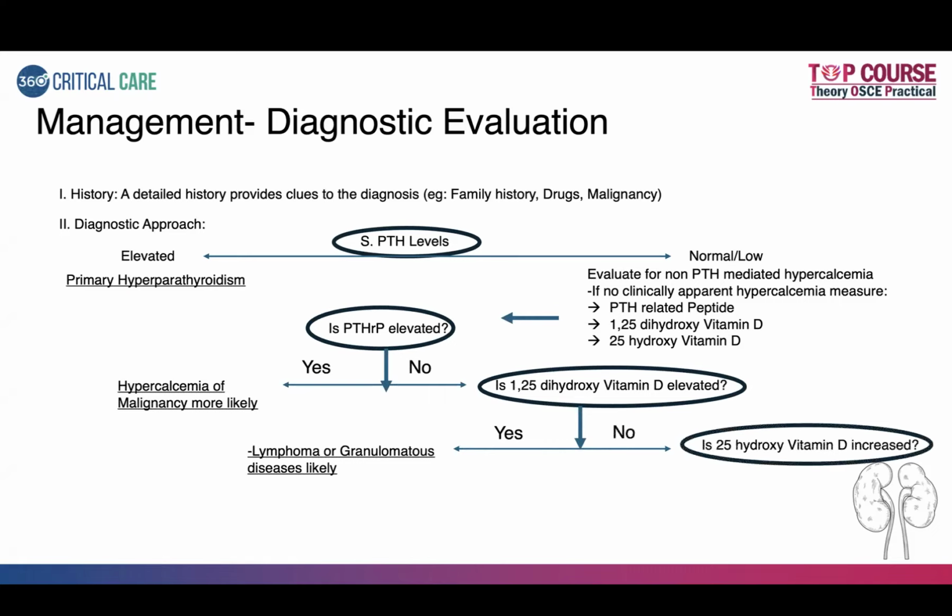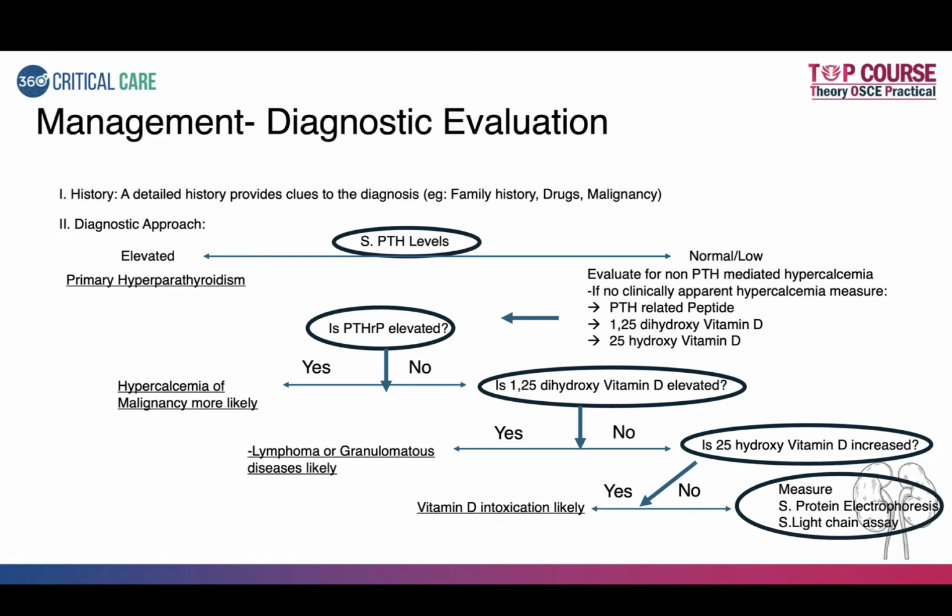Whereas if that is negative, you need to check the 25 hydroxy vitamin D levels. If it is increased, then vitamin D intoxication is a likely diagnosis to be considered. Whereas if that is also normal, then you need to check serum protein electrophoresis and serum light chain assay. If that is elevated, it goes more in favor of a myeloma. Whereas if that is also normal, then you need to look for other causes like hyperthyroidism, adrenal insufficiency, or pheochromocytomas. But all that is in a clinical context.